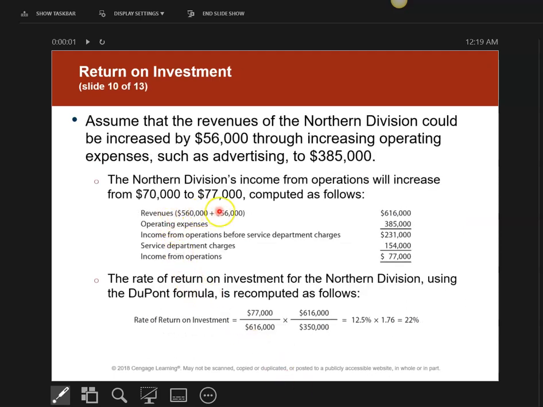Okay, so if my revenues increase by $56,000, so this is what they were before plus the 56, I now have operating expenses at 385. Minus that is income from operations. Here's my service department. So now I have income from operations of 77,000. So now redoing the formula, I'm now at 22%. So this helps me understand how I can take what I already know and project, should I increase this or should I decrease that, and what percent of ROI am I going to get?